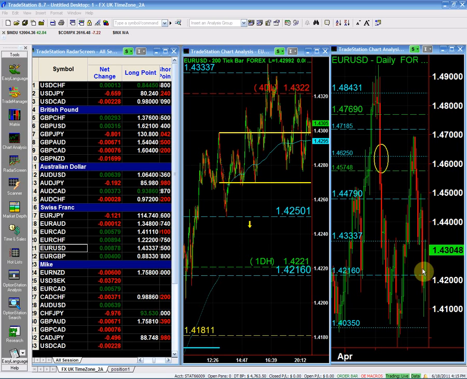They were selling the dollar and buying the euro. So even though they were selling the dollar against the euro, they were buying it against the Swiss.